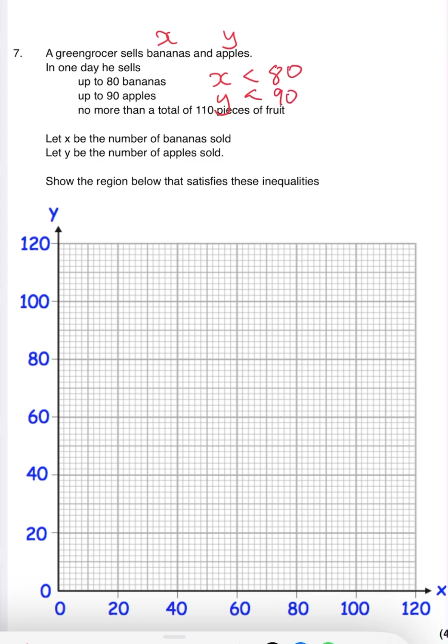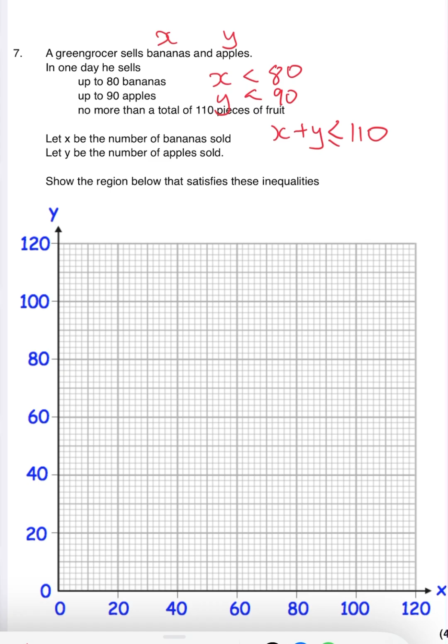And then it says no more than a total of 110 pieces of fruit. So that means together they cannot equal more than 110. So X plus Y is less than or equal to 110 because it says no more than. So now we have three inequalities conditions and we can graph them on the chart below.